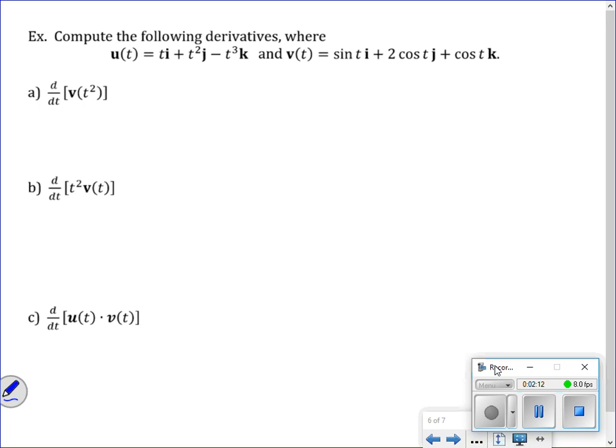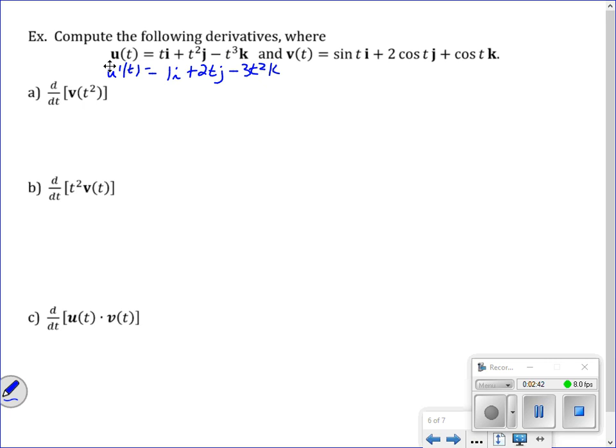All right, so here we go. This is the derivative of v of t squared. Before we start this, it would be a good idea to do this. A lot of these, I'm going to need the derivative of my u and my v up here. So I'm just going to do the derivative of those right away so that I have them there waiting for me. So u prime of t, I would get basically 1 i plus 2t with my j minus 3t squared with the k.